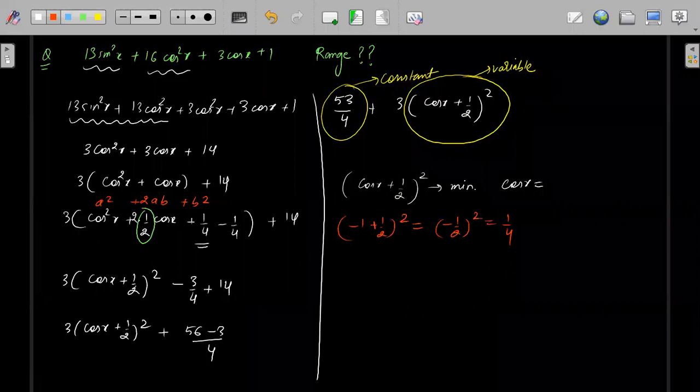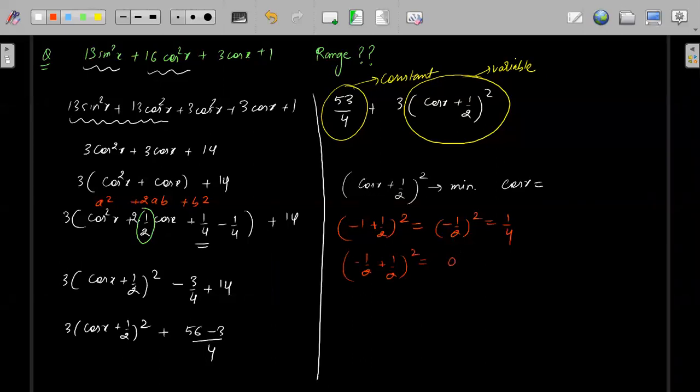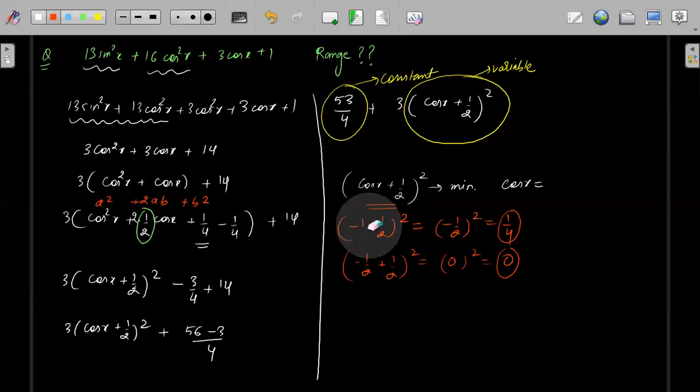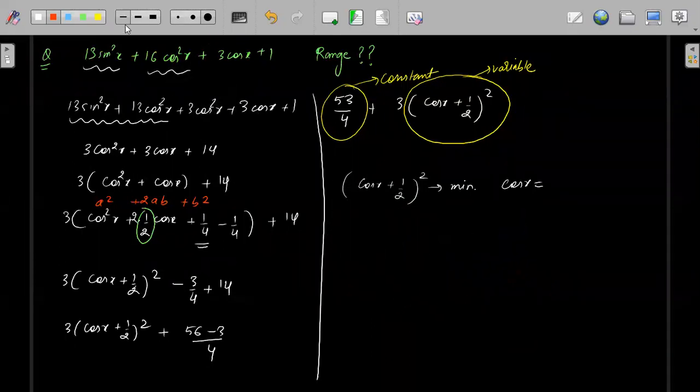Many of you are now saying minus 1 by 2. Minus 1 by 2 plus 1 by 2, whole square, will become 0. So which is less, 1 by 4 or 0? Obviously 0 is less. So I can make 0 inside, for the value of cos x equal to minus 1 by 2. So (minus 1 by 2 plus 1 by 2) whole square is equal to 0. So the minimum value will be 0.